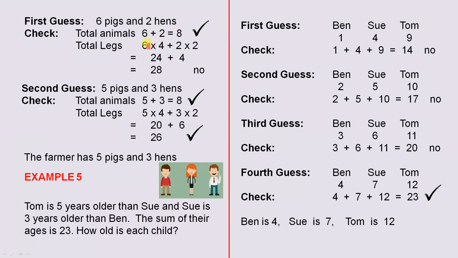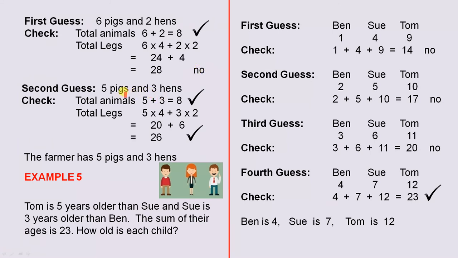The total legs. Now, the pigs have 4 legs, so 6 fours, that gives you 24 for the pigs. The hens have 2 legs, so 2 twos are 4. That's 28 legs in total. That's not what the problem wants.